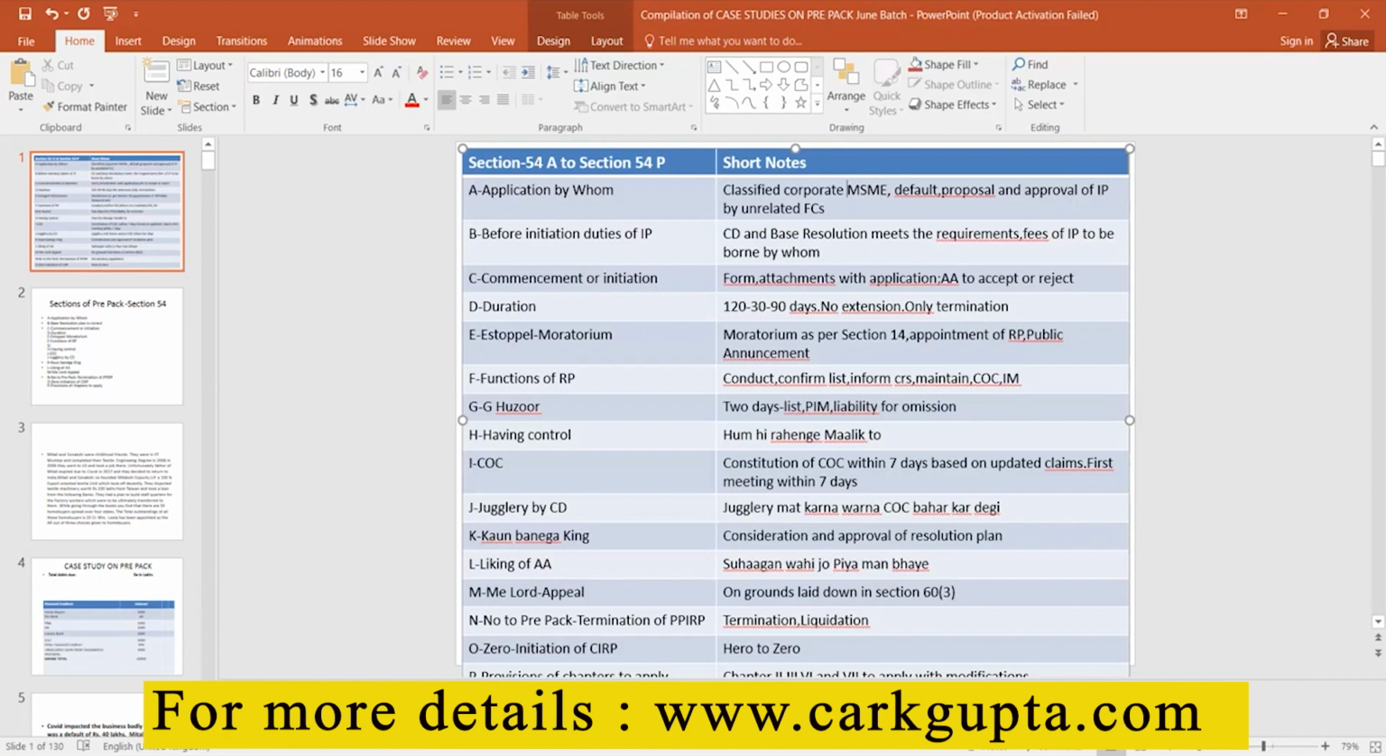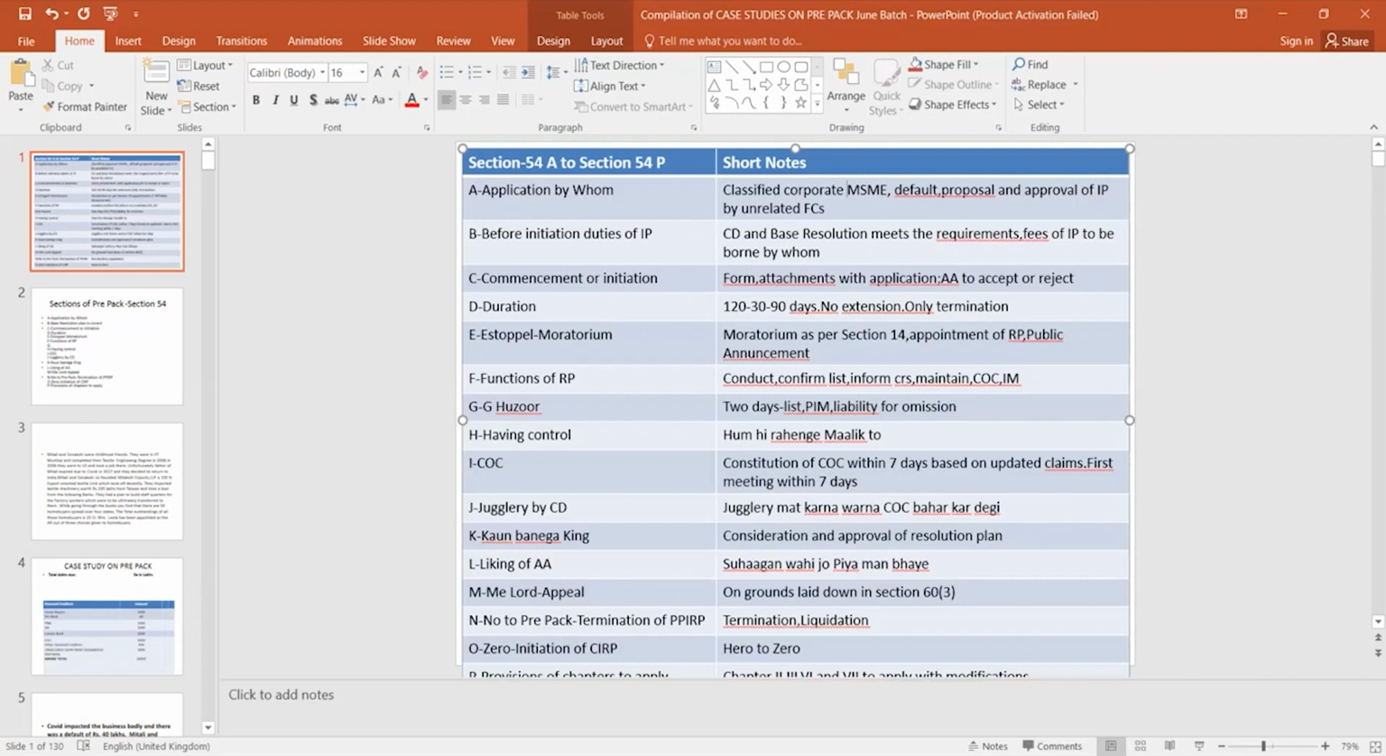Now, there was a question recently: suppose the default is 50 lakhs, then is pre-pack the only process, or is pre-pack one of the options? If the default amount is 10 lakhs or more, but less than 1 crore, then pre-pack is the only option. But in case the default amount is 1 crore or more, then it could be either PPIRP or normal CIRP. So they are formulating questions on these lines.